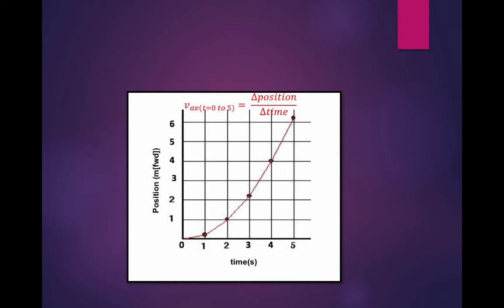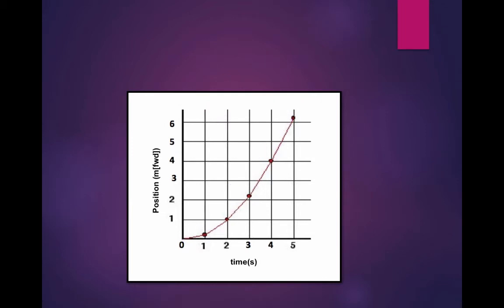For this example, we'll calculate average velocity from time 0 to time 5. The formula would be change in position over change in time from time 0 to time 5. Now, essentially what we'll be doing is calculating the slope of this line, joining the data point at 0 seconds to the data point at 5 seconds. Plugging in the values, V average from time 0 to time 5 is 6.2 minus 0 meters forwards divided by 5 minus 0 seconds. That calculates to 6.2 meters forwards over 5 seconds, which makes 1.24 meters per second forwards.